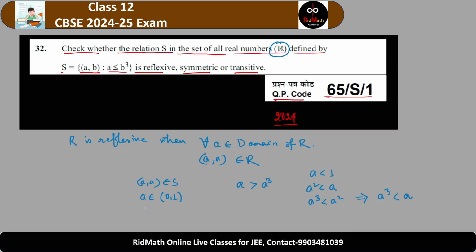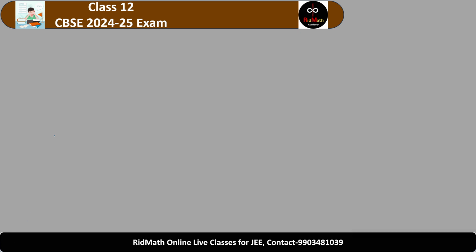That means for all a belongs to (0, 1), (a, a) does not belong to S. So that implies that S is not a reflexive relation. Okay, now symmetric.